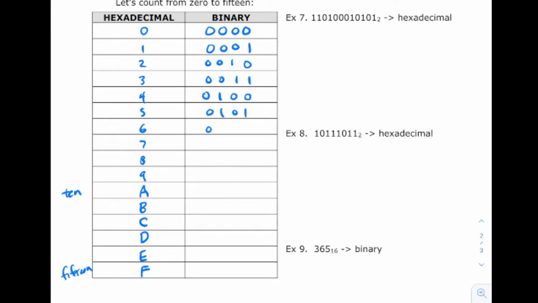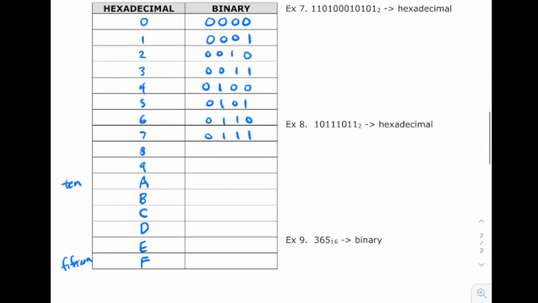5, 6, 7. And remember, an 8, you know you're in good shape if this is what an 8 looks like, because what you've got is that's your 1s, that's your 2s, that's your 4s, that's your 8's place. So you've got a 1 in the 8's place. That's a great way to make an 8. Adding 1 more is a 9.